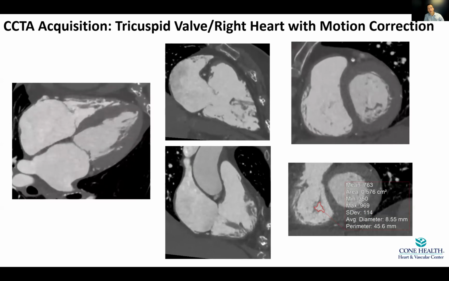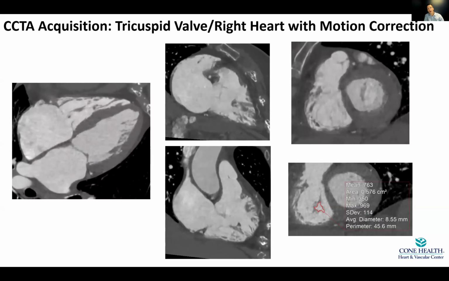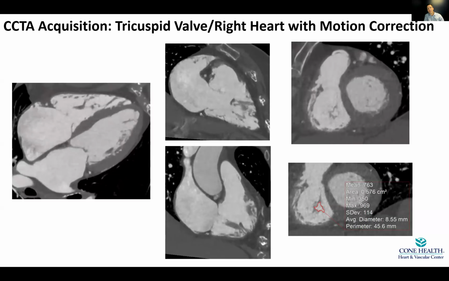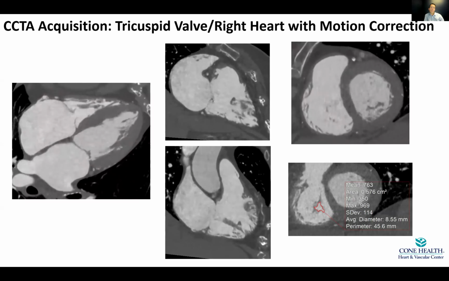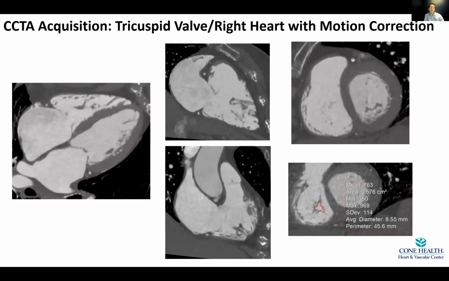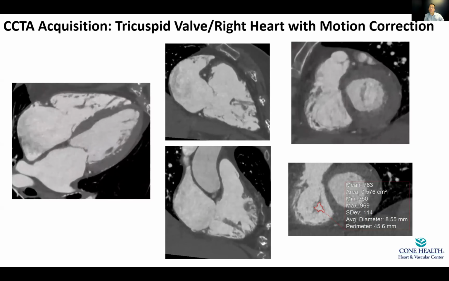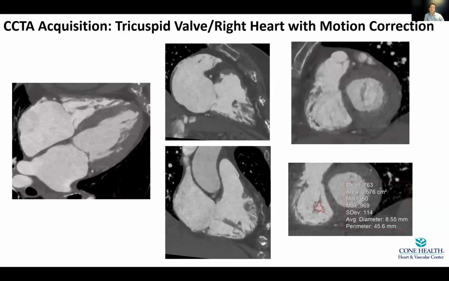You have a two-chamber of the right heart, you have an inflow-outflow of the right heart, and I've got a short axis at the base. I can measure that regurgitant orifice area very well, and I can plan out a lot of structural heart planning for tricuspid valve with CT.